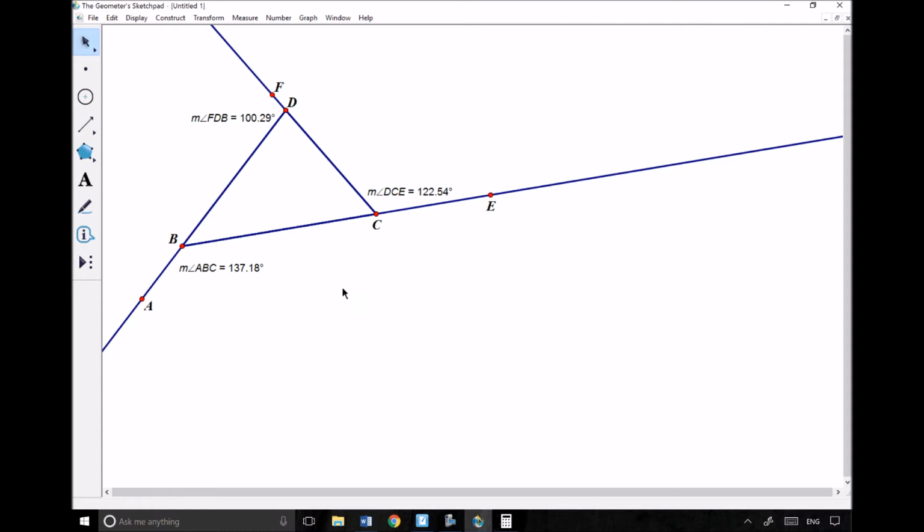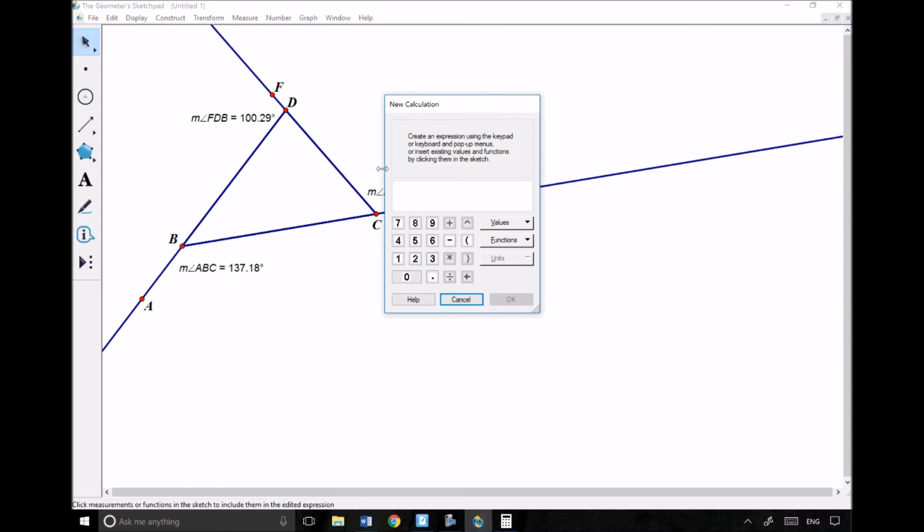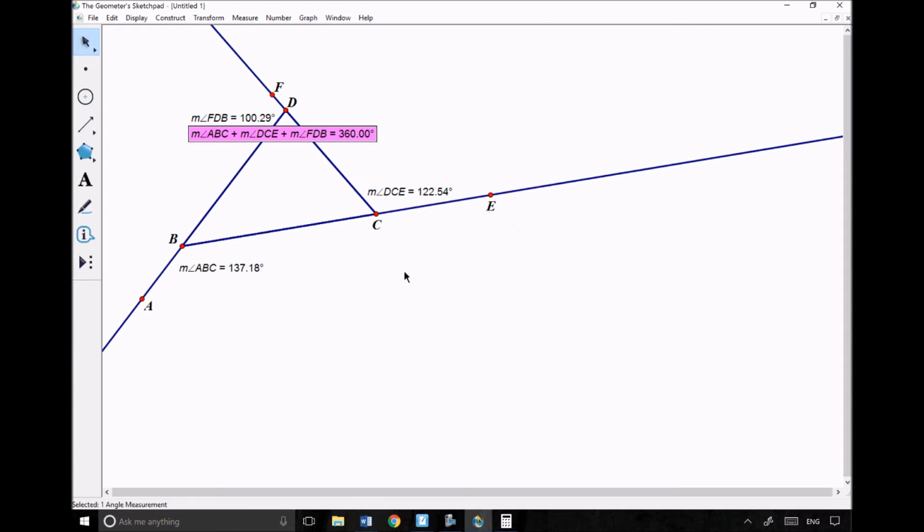Now I'm going to create an expression where I can calculate what the sum of all of my angles is going to be. I'm going to take this first angle, add the second angle, and then add the third exterior angle, and it tells me that the answer is 360 degrees. Now I'm just going to hide this for a second, but I just wanted you to see that that was 360 degrees.